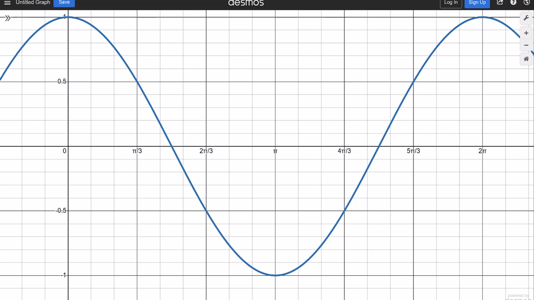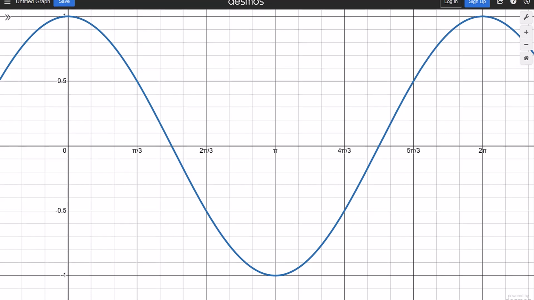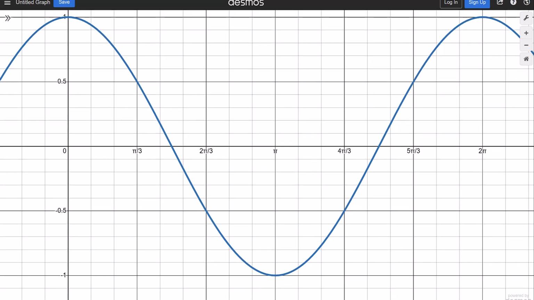Let me go ahead and see if I can annotate that. Let me do this real quick. I don't know if that's going to let me. All right. Darn it. I don't think it's going to let me.